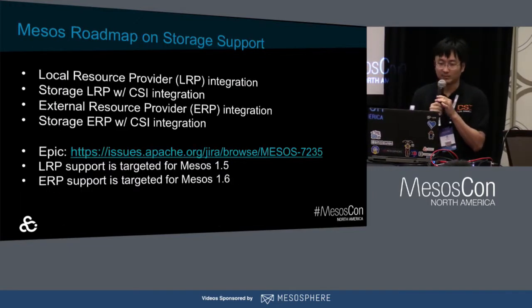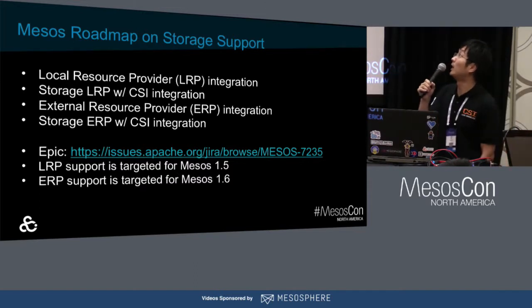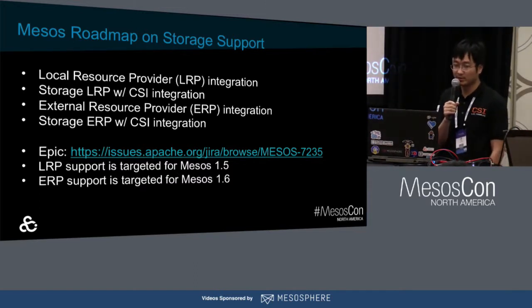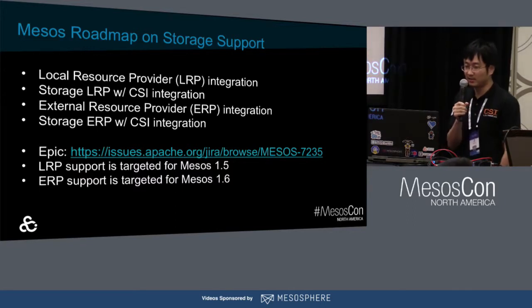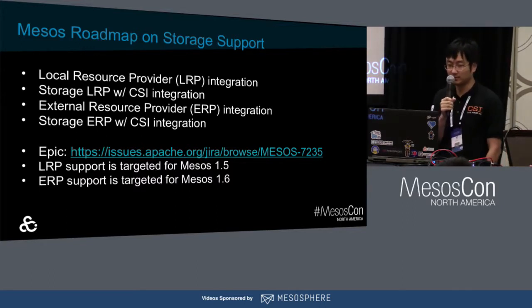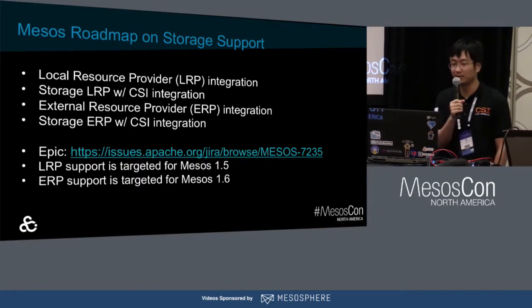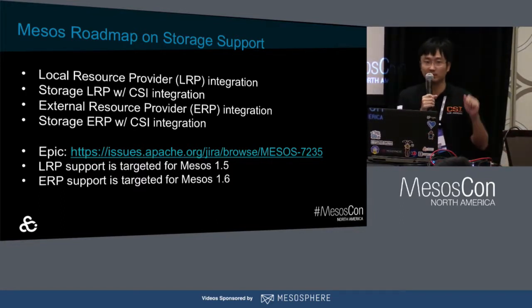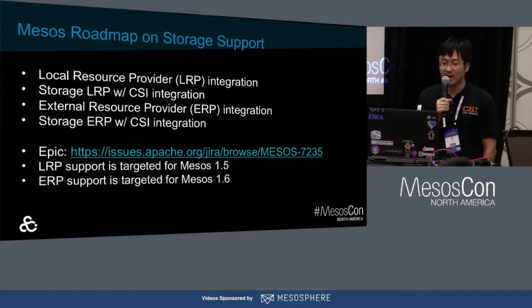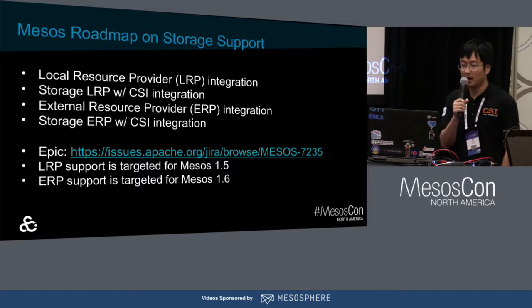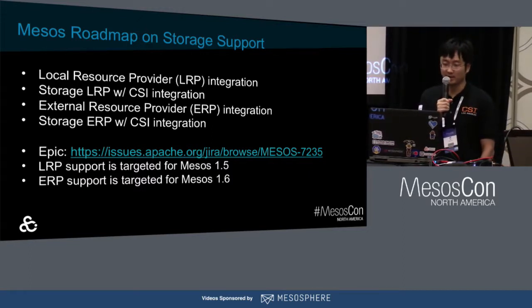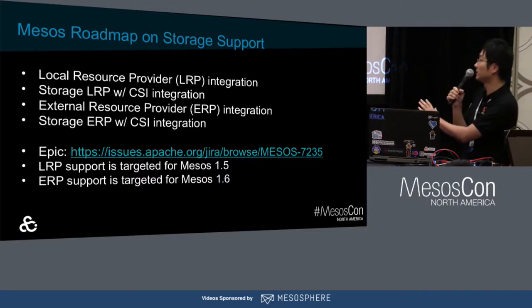All right. So this is kind of the roadmap of storage support in Mesos. We're going to first do the local resource provider integration, and then integrate with CSI, and then we're going to do the external resource provider, because this is a little harder since we don't really have a notion of global resources inside Mesos. So we decided to do that later, but it's part of the roadmap, and you can track the progress in this epic.